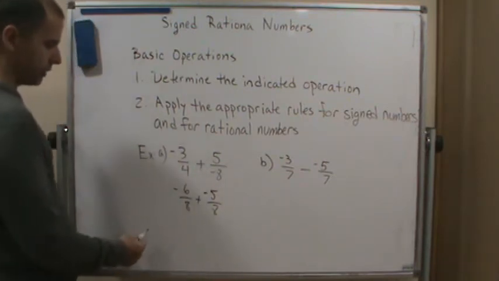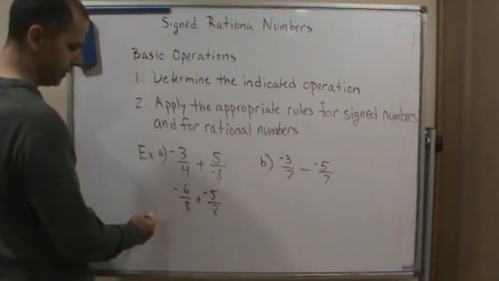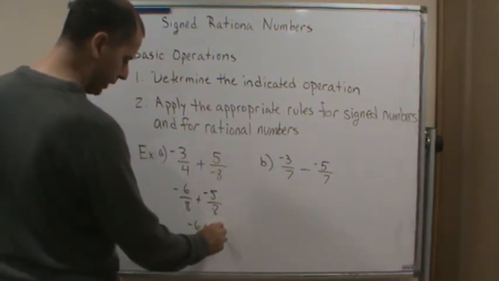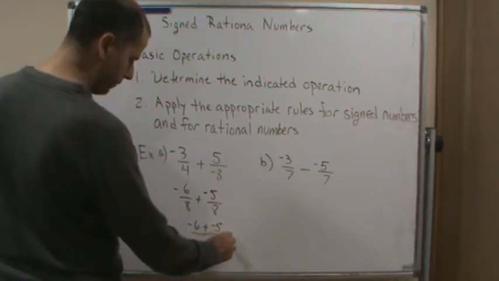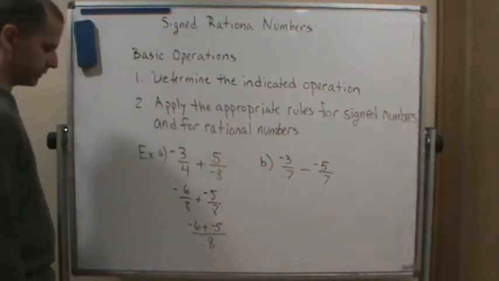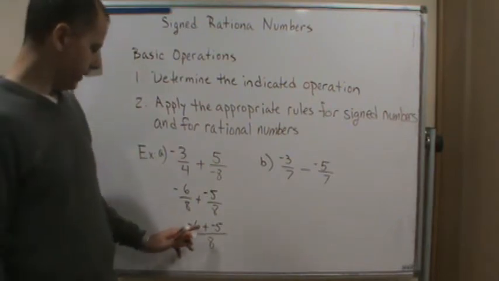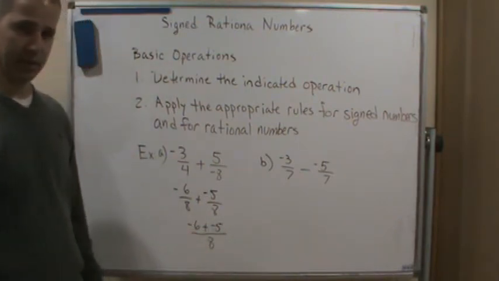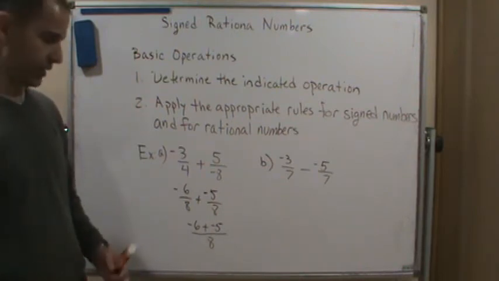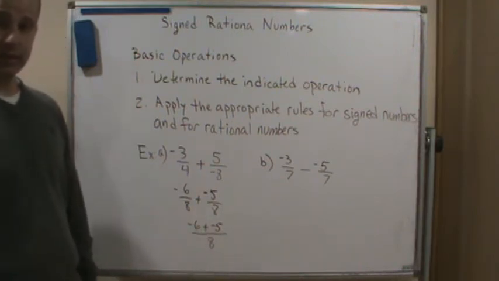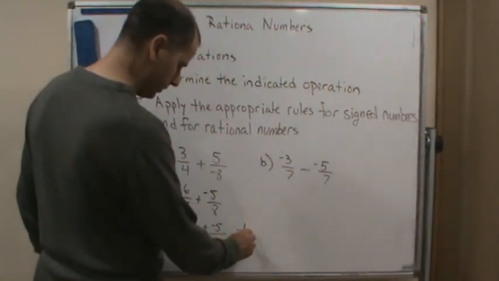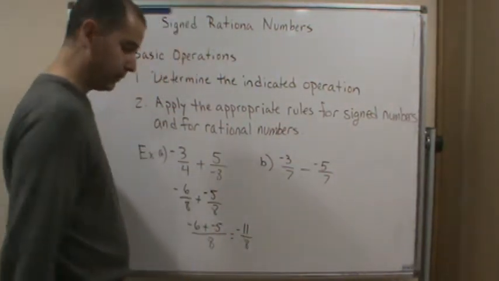So now I can add across the top and keep the bottom. So this can be written as negative 6 plus negative 5 over 8. And now, how do I handle the numerator? Well, I've got like signs. I'm adding like signs, so you add the numbers and keep the sign. So 5 plus 6 is 11. So it's going to be negative 11/8. And I'm done.